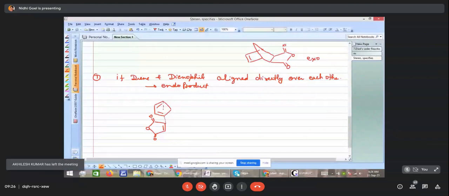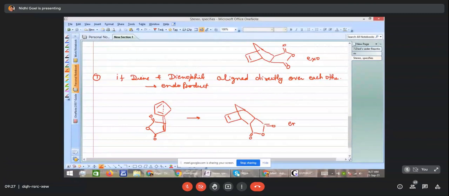So in this way, diene and dienophile both are aligned directly over each other. Then the endo product is formed, and it is the major product.